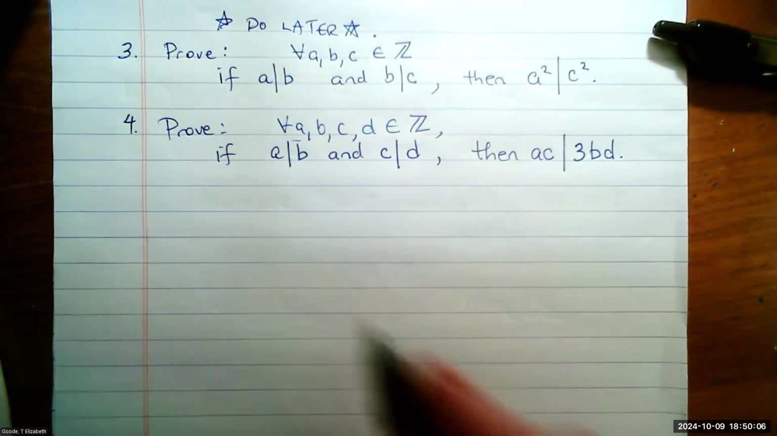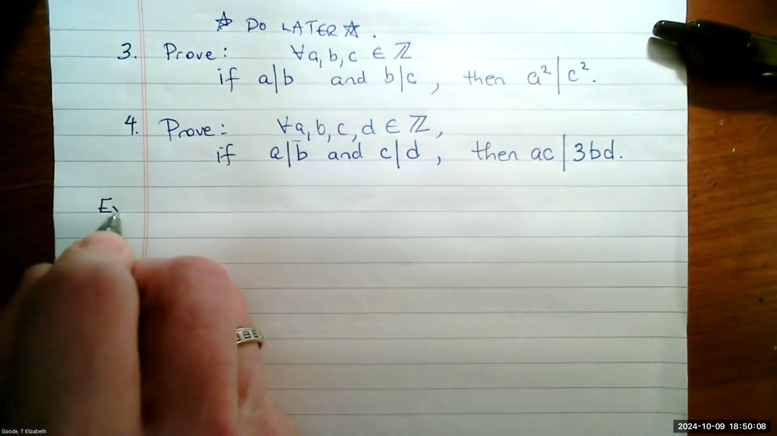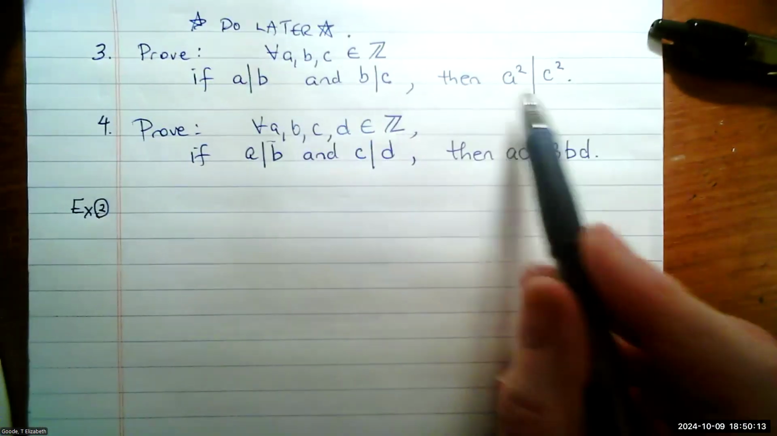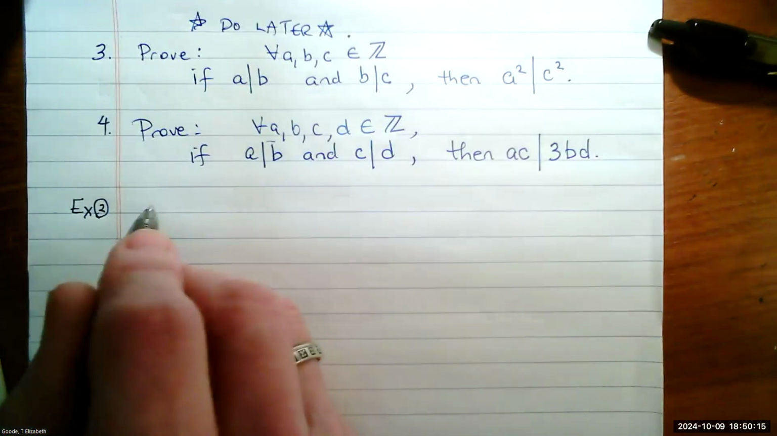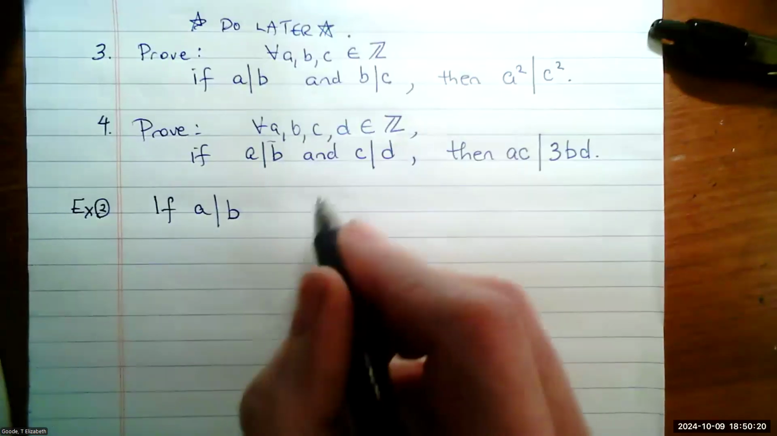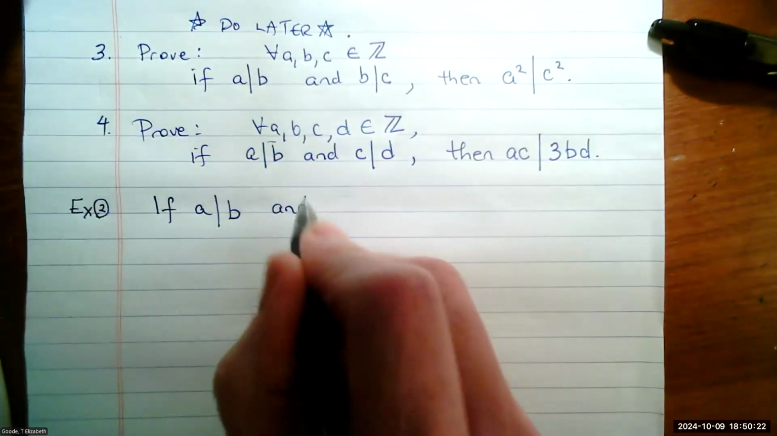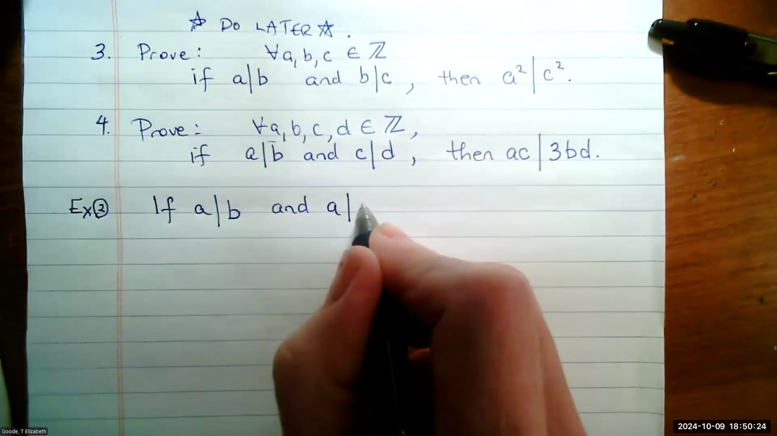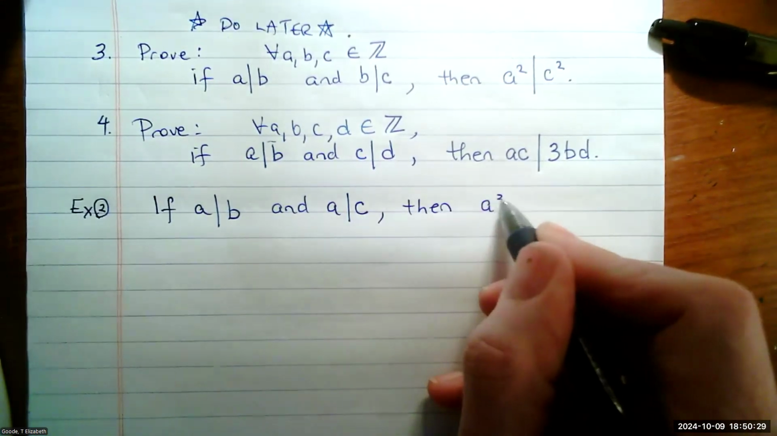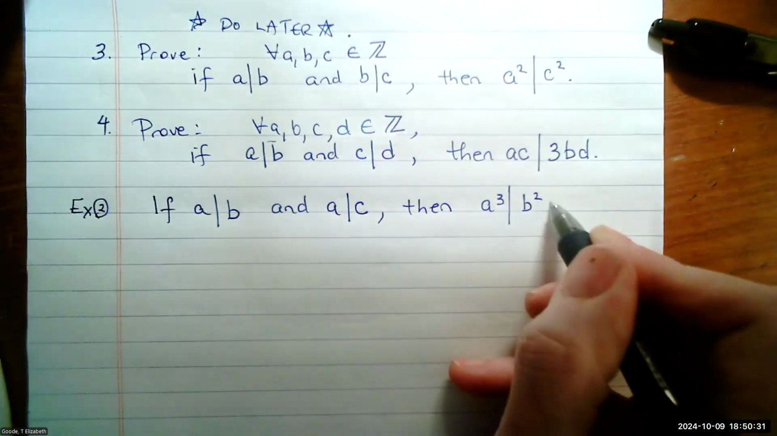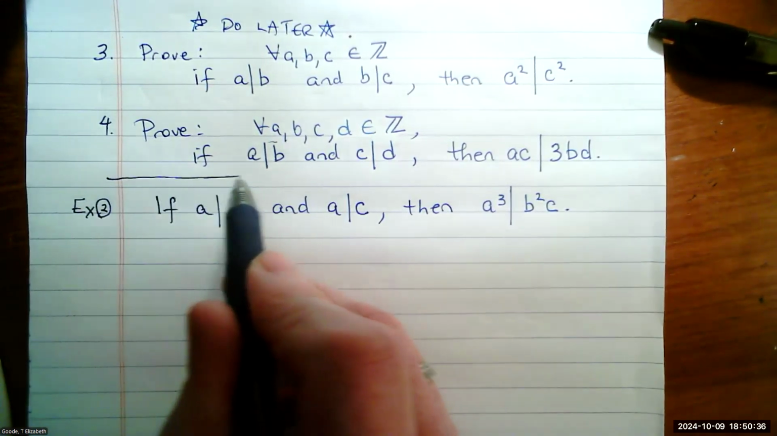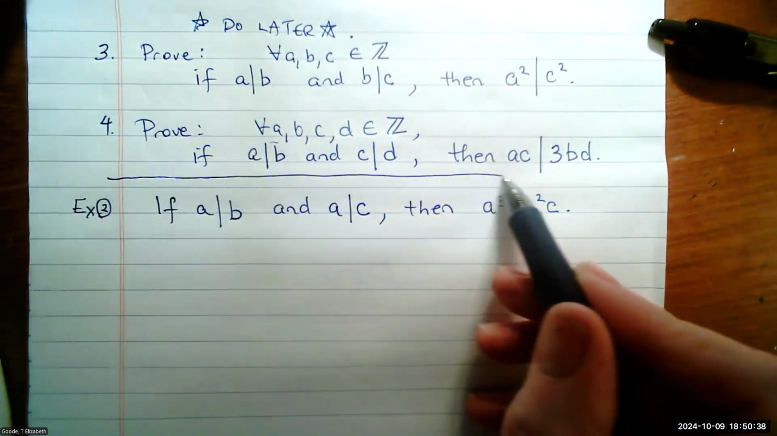All right, let's do another proof. Let's do a proof with some exponents because I've played into this exponents idea here. Let's go for that. If A divides B and A divides C, then A cubed divides B squared C. So we're going to prove that.